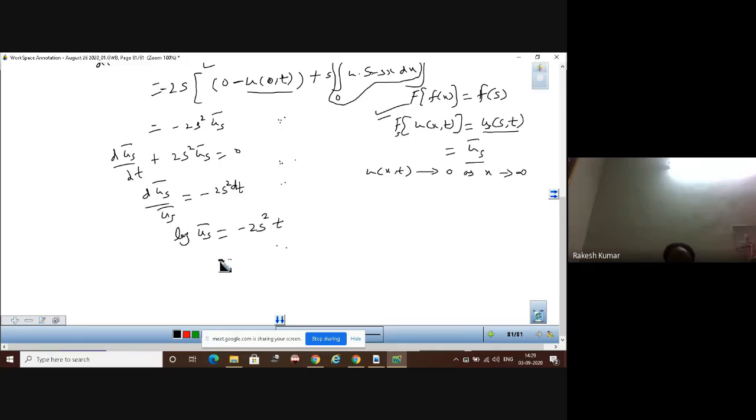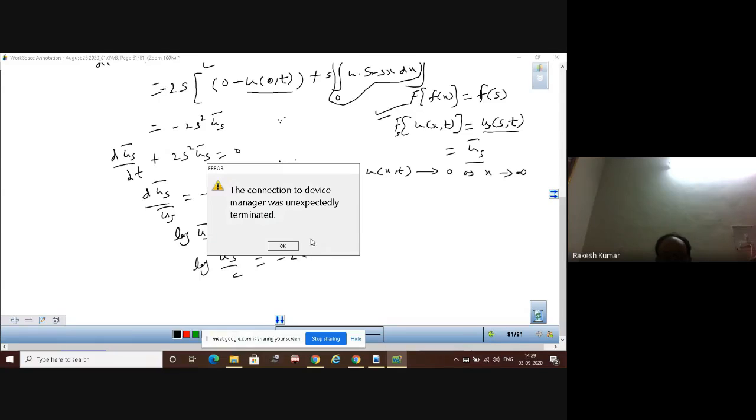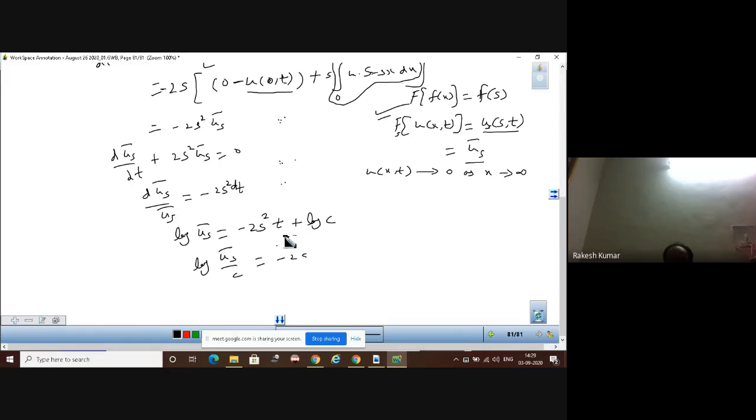Now, what will be the other value? That will be written as plus log of c. This is the constant of integration. So that can be written as log of u s bar over c equals minus 2s square into t. This is just a simple simplification of solving the equation. C is a constant. If we remove log, we write the exponential factor on the right hand side.